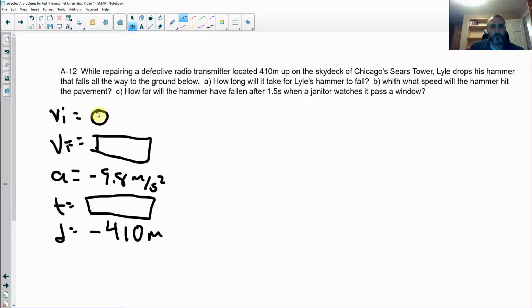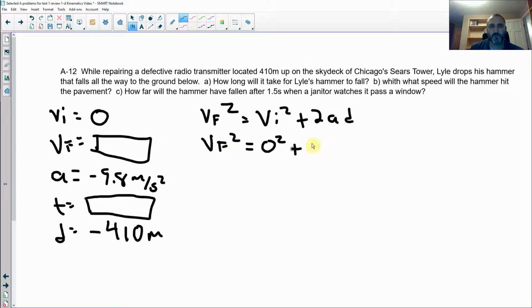So the first thing we can look for, let's solve for the final velocity first. I think that'll be the easier of the two. VF squared equals VI squared plus 2AD. So the VF is what we're looking for, equals 0 squared plus 2 times negative 9.8 times negative 410. I hope you can read that.